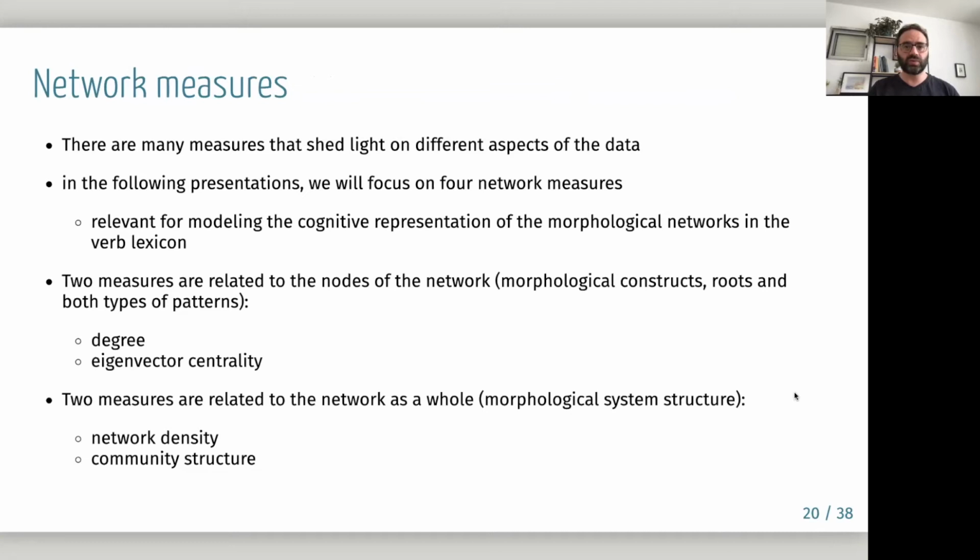Let's talk about network measures. There are many measures that shed light on different aspects of the data. In the following presentations, we'll focus on 4 network measures that are relevant for modeling the cognitive representation of morphological networks in the verb lexicon in Hebrew. 2 measures are related to the nodes of the networks. These are the morphological constructs, of course, the roots and the patterns. And these measures are degree and eigenvector centrality. And 2 measures are related to the network as a whole, the morphological system. It's the system topology or structure. And these are the network density and the community structure.